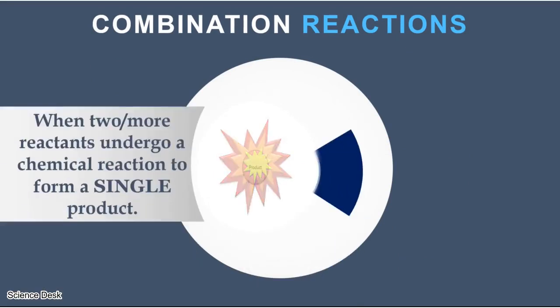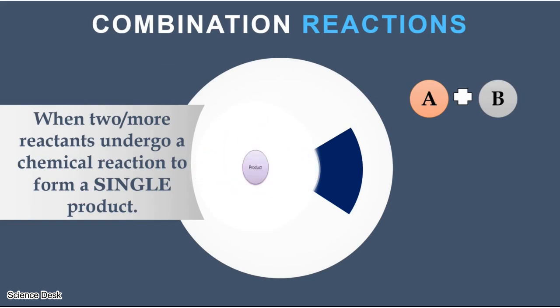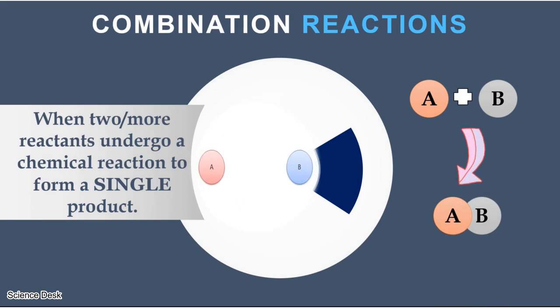When we talk about the combination reaction, it is when two or more reactants are undergoing a chemical change to form a single product. When reactant A is reacting with another reactant B, which is combining to form a product AB, is what you call as combination reaction. Why? You can see the reactants A and B are combining to form a single product.